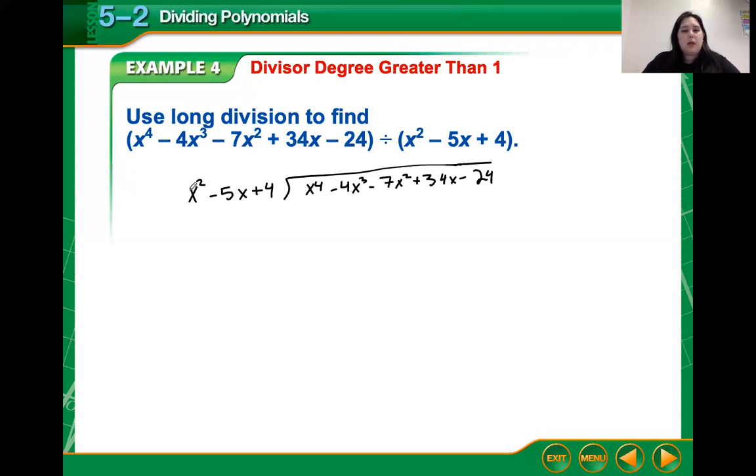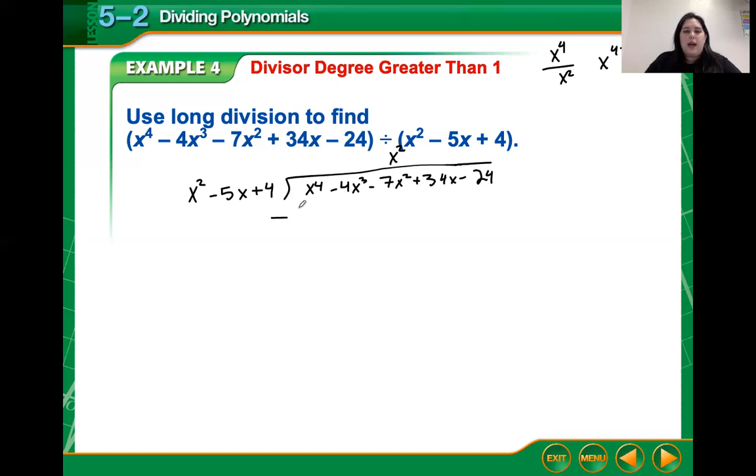Looking at x squared, I need to know x squared times what is x to the 4th. If you're not sure about that, you can take the first term of each one and divide x to the 4th by x squared. With the quotient property, we get 4 minus 2, which gives x squared. So I need to multiply by x squared. When I'm filling this out, I like to write it above the same degree so it lines up. It tells me when I get over to the -24 that I'm done or only have a remainder. So I'm going to multiply x squared minus 5x plus 4 by x squared.